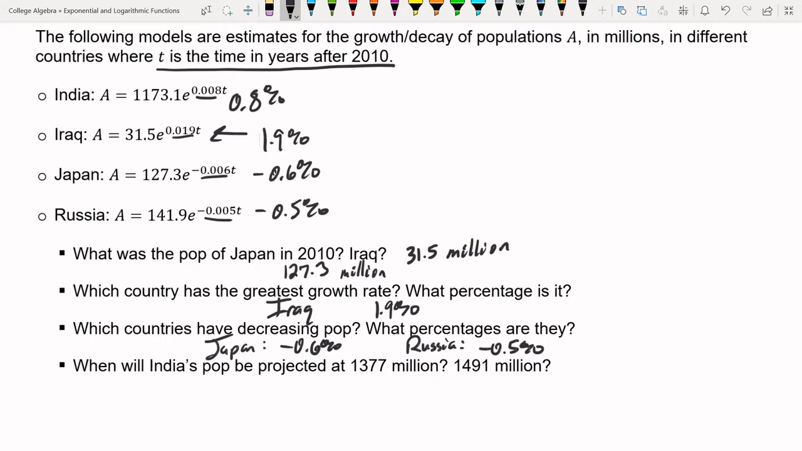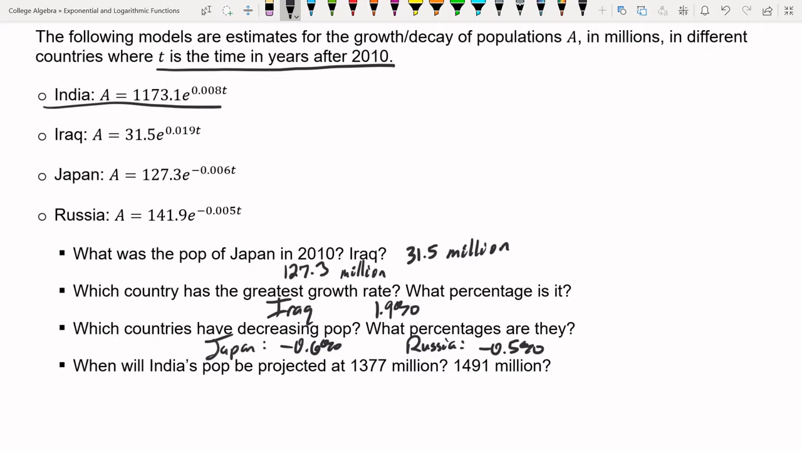Okay, the next question says, when will India's population be projected to be 1377 million, so 1,377,000,000, and then 1.491 billion, or 1,491 million. To do this, we're going to take the formula that we've been given here. I'm just cleaning up to declutter the space. We're going to take India, the top one here, and we're asking, when is the amount going to be 1377? So 1377 equals 1173.1 e to the 0.008 t.